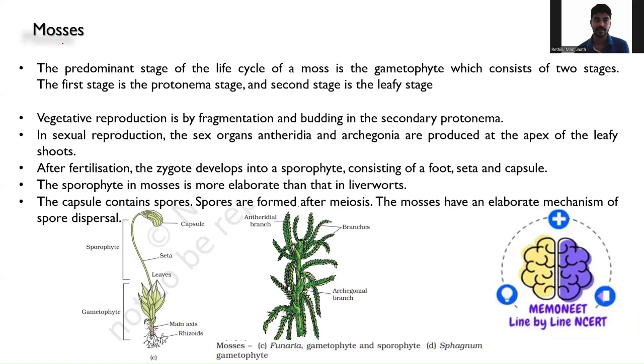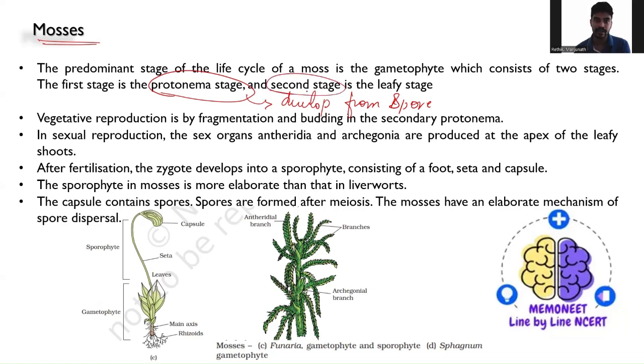What about the mosses? Coming to the predominant stage of the life cycle, the mosses have a gametophyte which consists of two stages: the first is the protonema stage, and the second is the leafy stage. What is the protonema stage? It develops directly from spores.